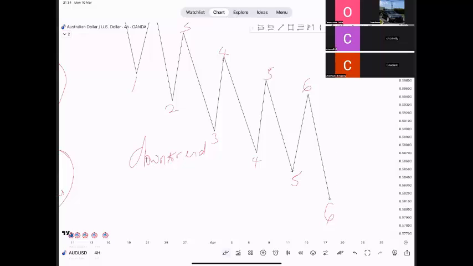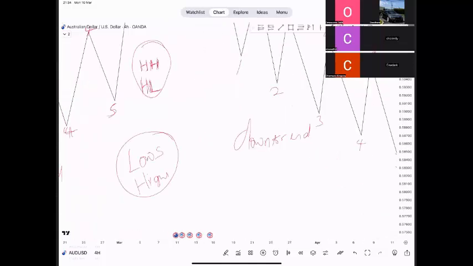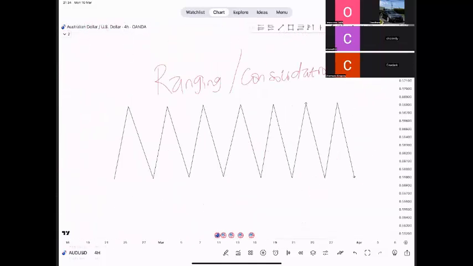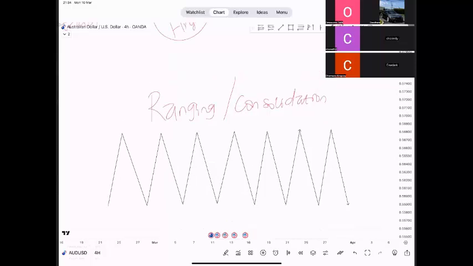Why are they called lower highs and lower lows? Because they are always going below the previous highs and the previous lows, right? So that is it for the downtrend. Now, this is the last type of market structure, which is called the ranging or the consolidation market structure.